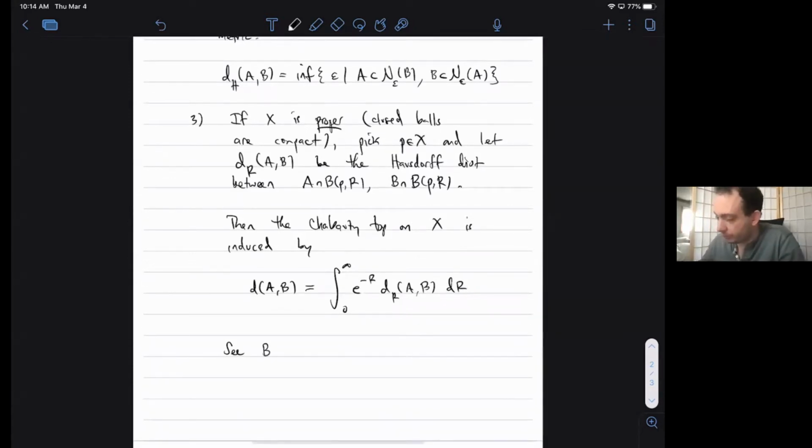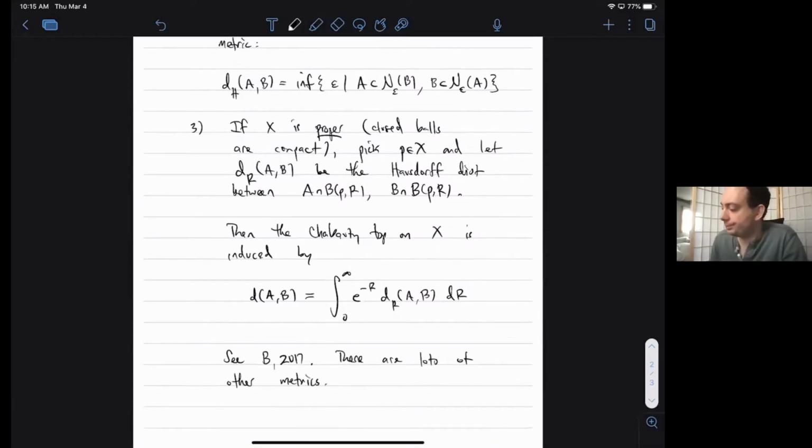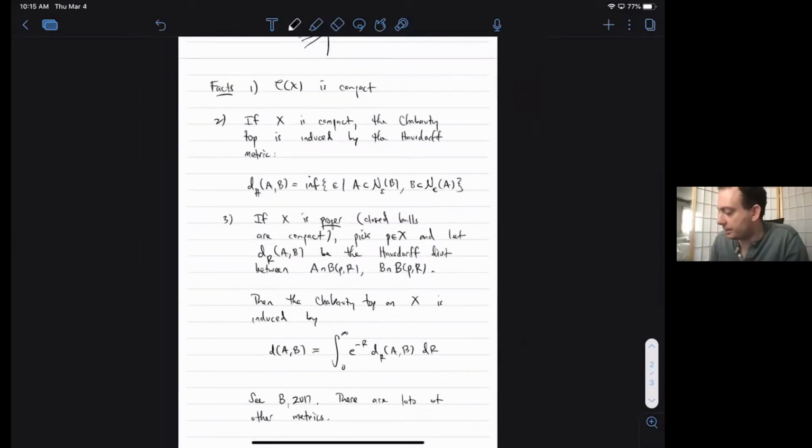I guess I wrote this down in 2017, but there are lots of other metrics that you can make. Yeah, but I like this because it indicates that you have this e to the minus r scaling factor.